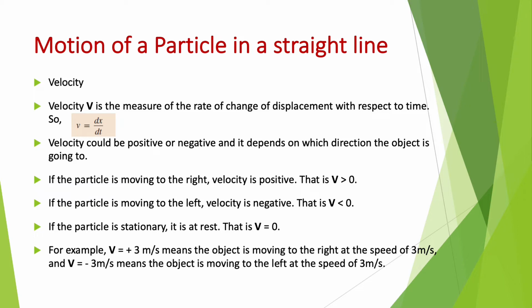For example, v equals positive 3 meters per second means the object is moving to the right at the speed of 3 meters per second. And v equals negative 3 meters per second means the object is moving to the left at the speed of 3 meters per second.